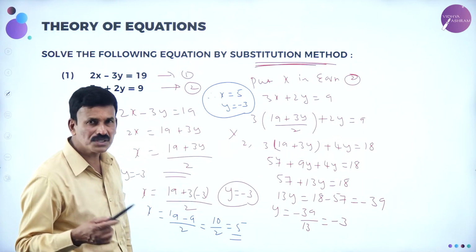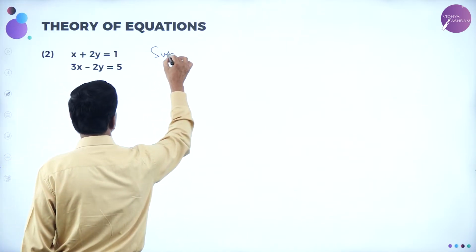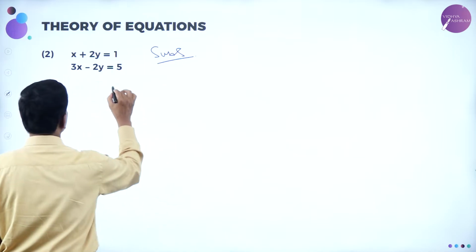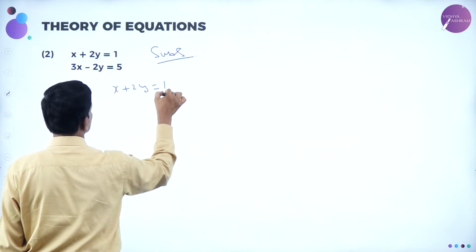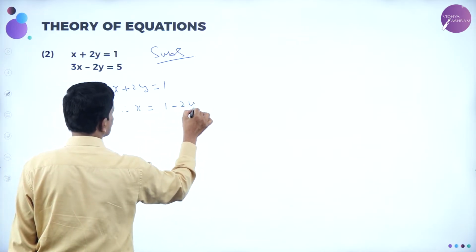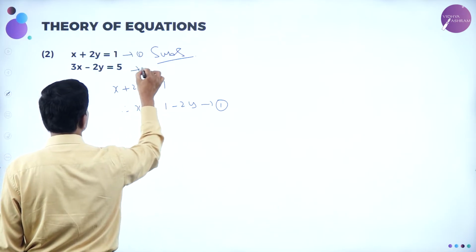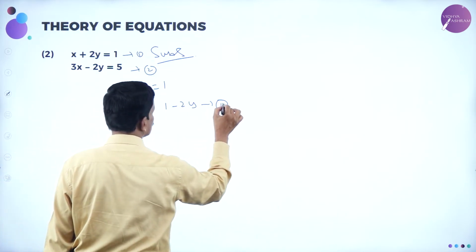Okay, now let us take one more problem. Solve by the substitution method. Now what is given? x plus 2y is equal to 1. Now therefore x is equal to 1 minus 2y. Let us represent this as equation number 1 and 2, and call this one equation number 3.